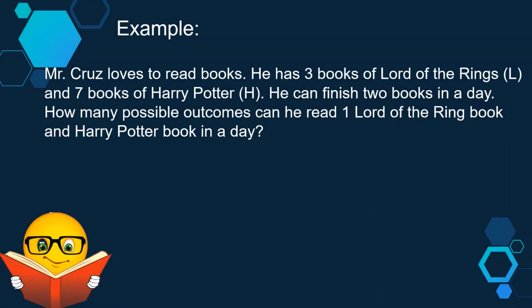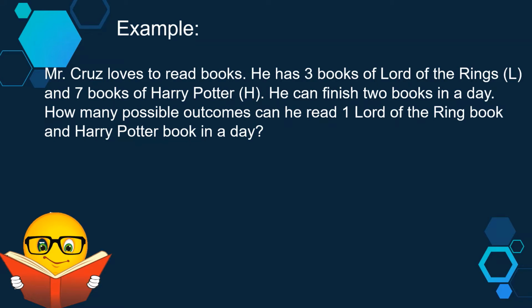For example, Mr. Cruz loves to read books. He has 3 books of The Lord of the Rings and 7 books of Harry Potter. He can finish 2 books in a day. How many possible outcomes can he read 1 Lord of the Rings book and 1 Harry Potter book in a day?